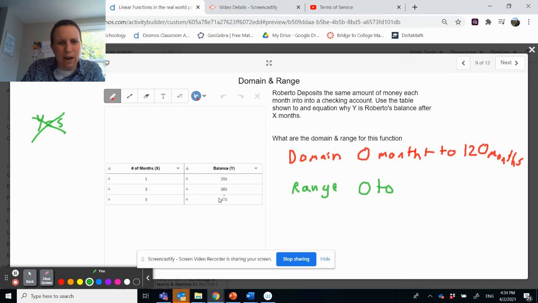If they have 475 after 5 months, let's think about that. Well, that's like $100 a month, $55 a month, right? So 55 times 120, say, is whatever number. 55 times 120. Let me grab a calculator and get that.